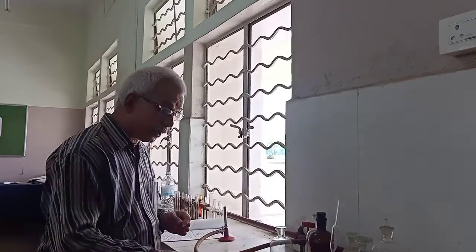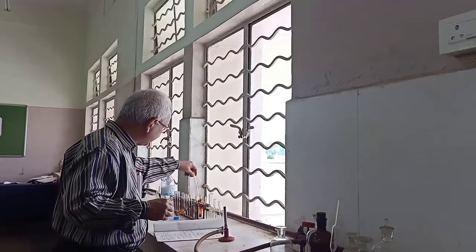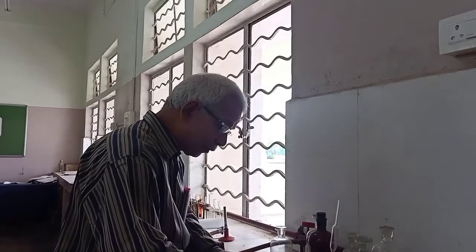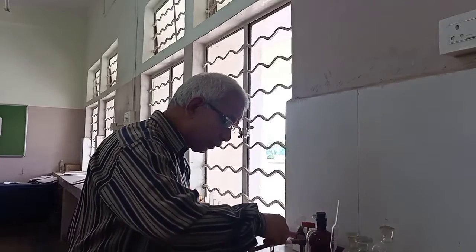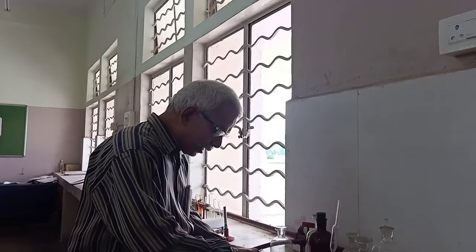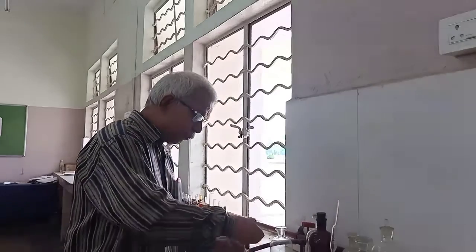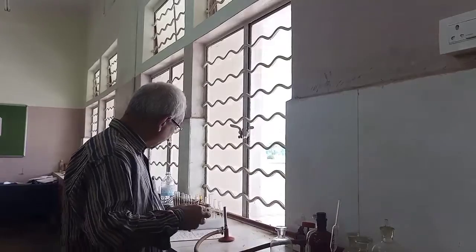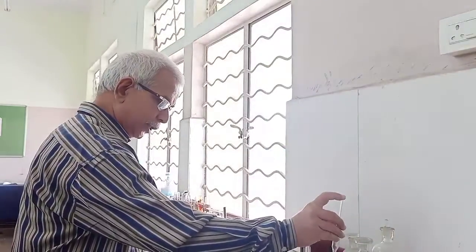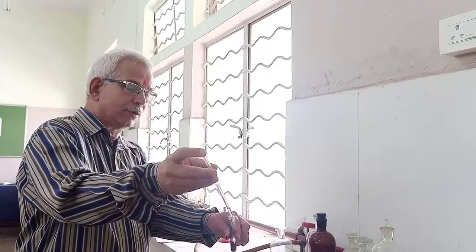Salt plus MnO2. I am taking the salt plus MnO2. This is the black colored MnO2, which acts like a catalyst. Then concentrated H2SO4 once again. I am adding conc H2SO4.